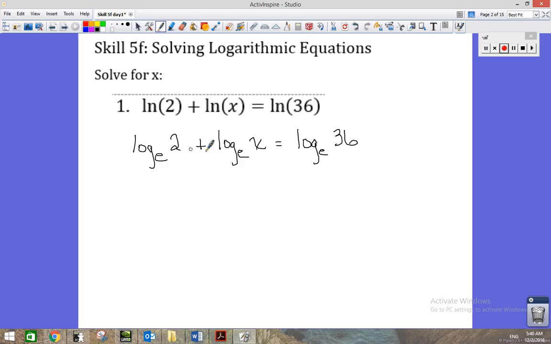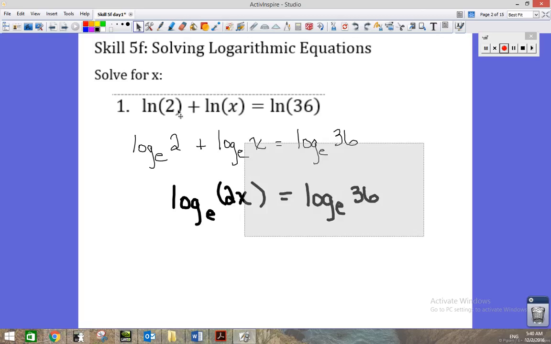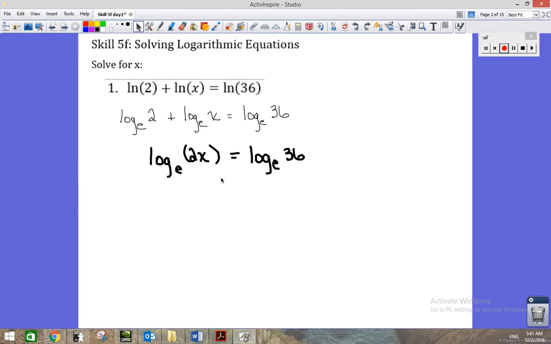But we have a product rule that says if you have the addition of two logs of the same base, you can write it as a single logarithm, so we can write this as log base e of 2 times x. And over here, we have log base e of 36. Well, these logarithms and the exponentials are one-to-one functions. So if these numbers are the same, then these arguments must be the same, and we have that 2x is equal to 36. The logs do not cancel, but the justification is that it's a one-to-one function, but I know that students are going to describe it like that. So x is equal to 18.